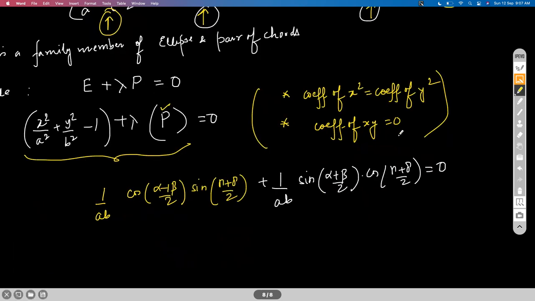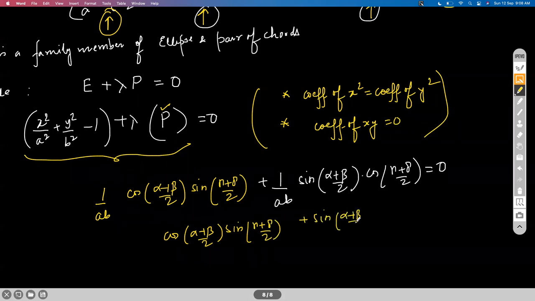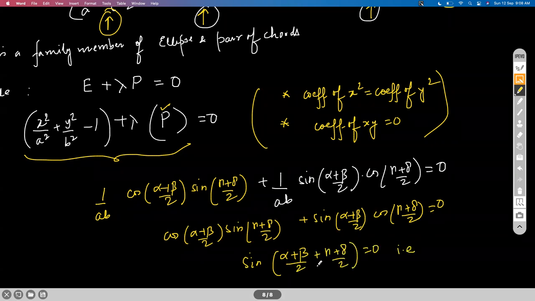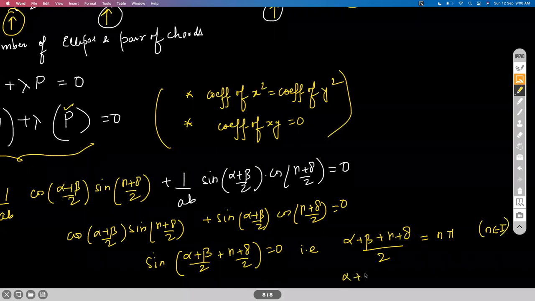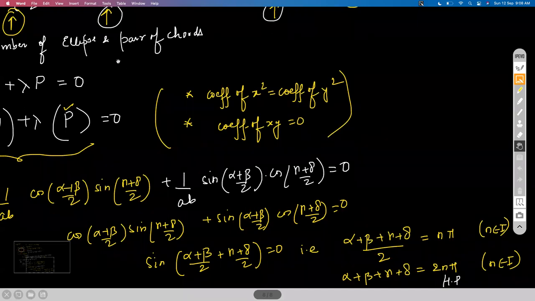The moment you put a zero, you get the answer for your question. This is just as good as saying cos of (alpha plus beta) by 2 sine of (gamma plus delta) by 2 plus sine of (alpha plus beta) by 2 cos of (gamma plus delta) by 2. As per our compound angle formula, this is the formula for sine of (alpha plus beta) by 2 plus (gamma plus delta) by 2. Now, if sine of some angle is zero, that angle should be a multiple of pi. So (alpha plus beta plus gamma plus delta) by 2 should be n pi, n being some integer, which means alpha plus beta plus gamma plus delta is equal to 2n pi. This clearly proves that the sum of the eccentric angles of the concyclic points is an even multiple of pi. That is what we wanted to prove.